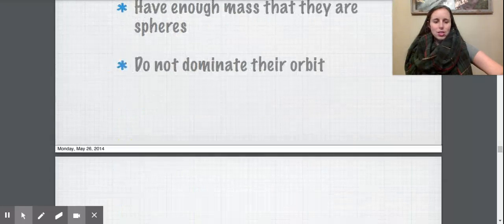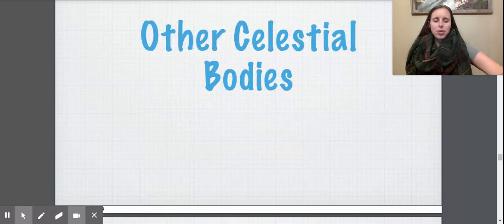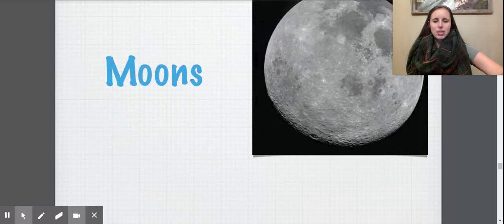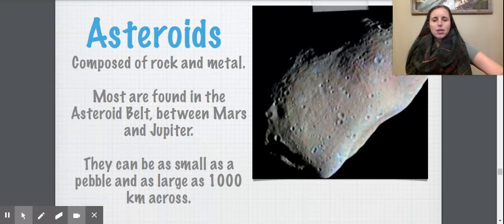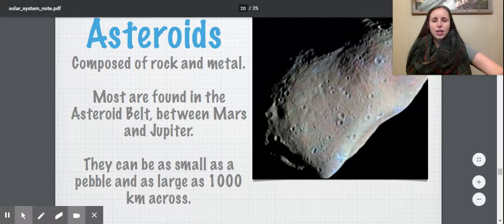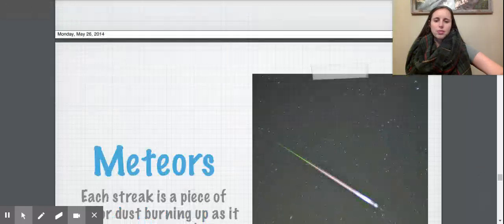All right, let's go back to asteroids and let's talk a little bit about them and how they're different than comets. So again, asteroids are composed of rock and metal. They can be incredibly large, as in 1,000 kilometers across, or they can be as small as a pebble. So any sort of flying rock or metal through the universe is considered to be an asteroid. Some are much larger than others.